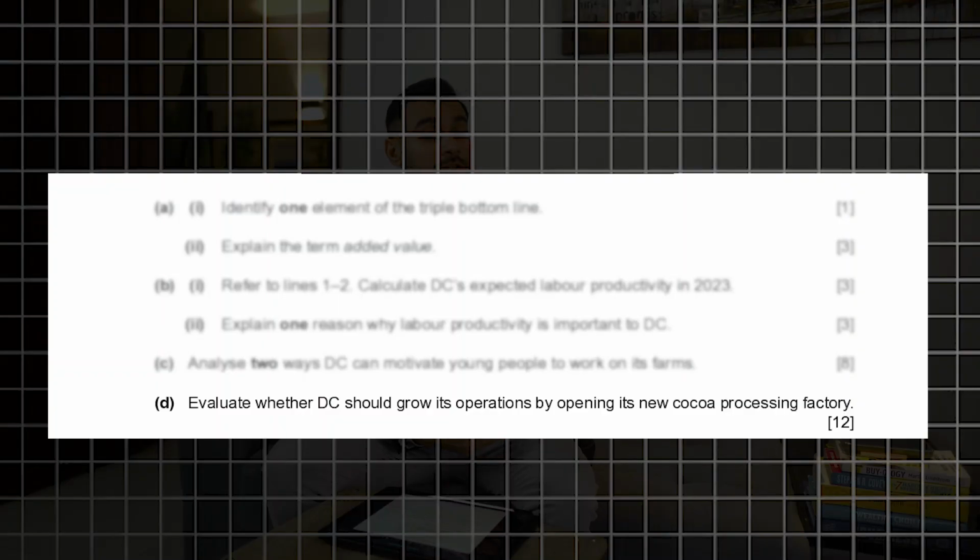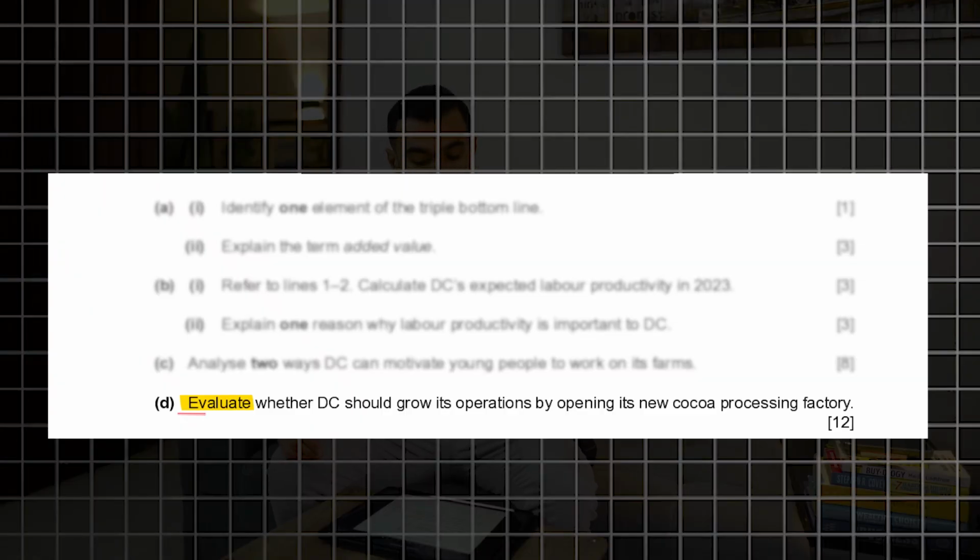And if I talk about this 12 marker now, this is the biggest question of each case. For the 12 marker, it's evaluate. You'll always get 12 markers in which you will get some evaluation. And this is generally a two-sided discussion. This is generally a question where a decision or an opinion will be required from you.